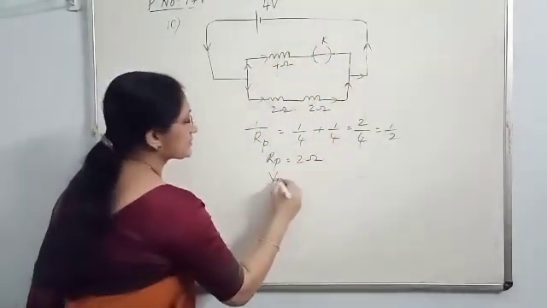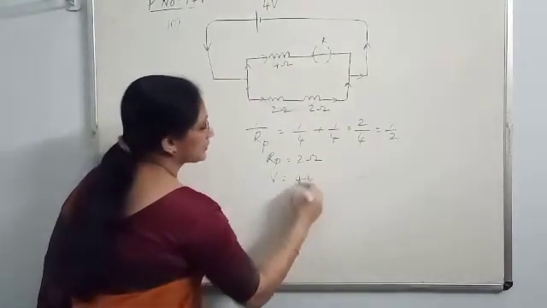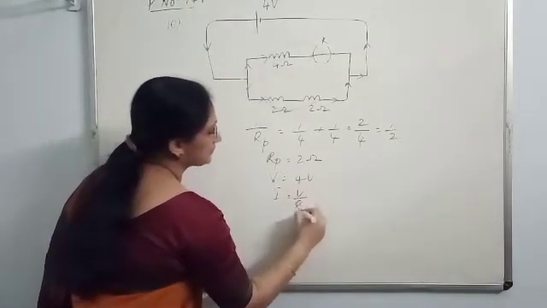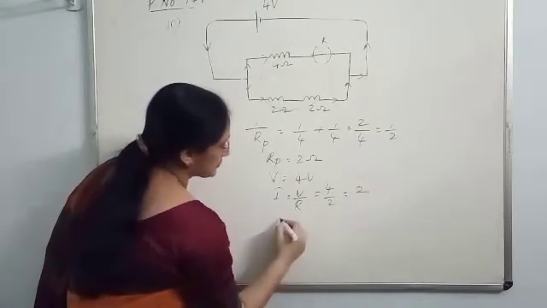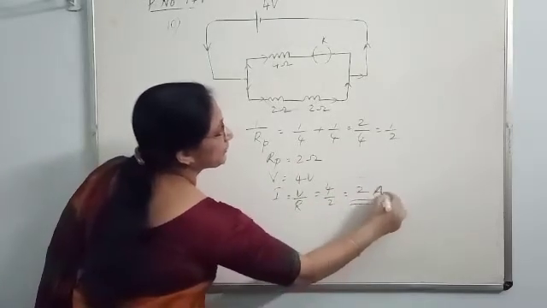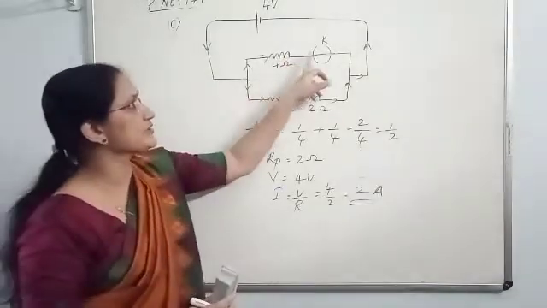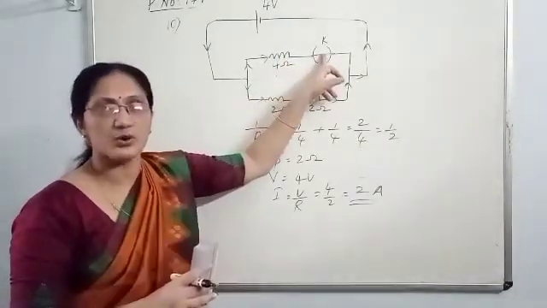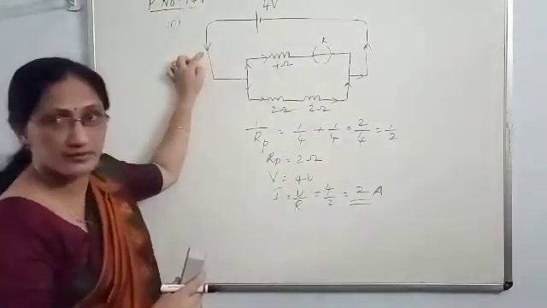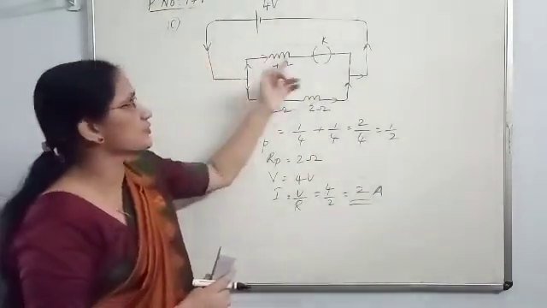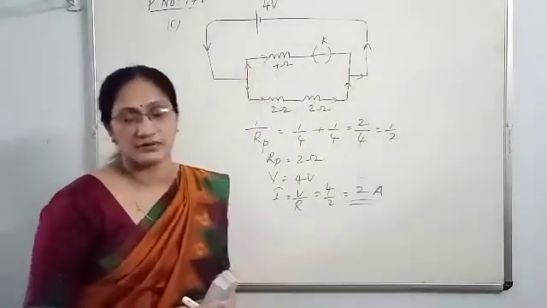Then V is 4 volt. So I is equal to V by R. That is 4 by 2. That is 2. So current is 2 ampere. If this key is closed, current flowing in the circuit will be 2 ampere. Here we are calculating the main current. If it is opened, current will be 1 ampere.